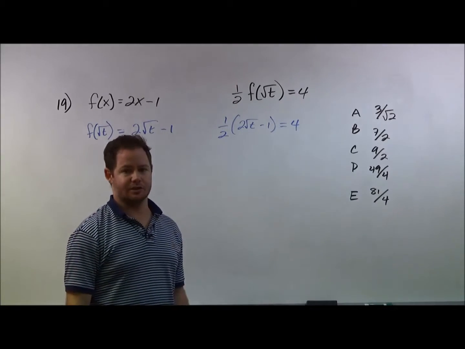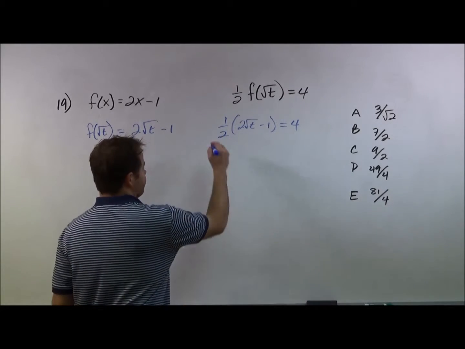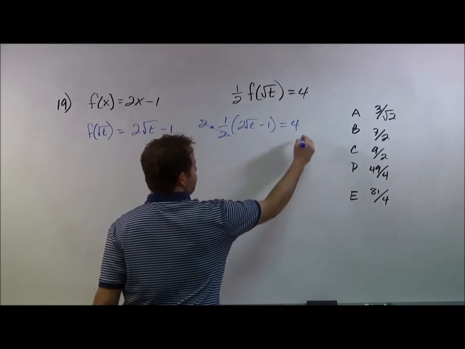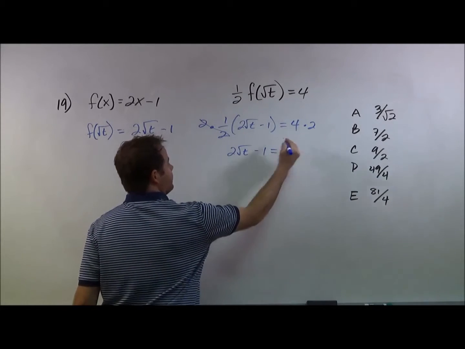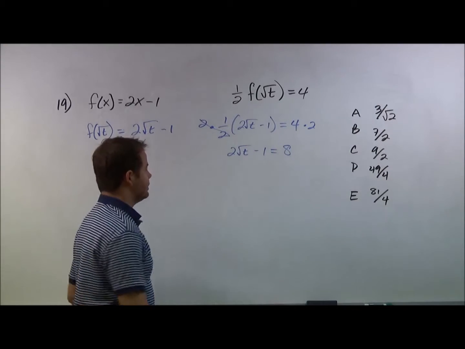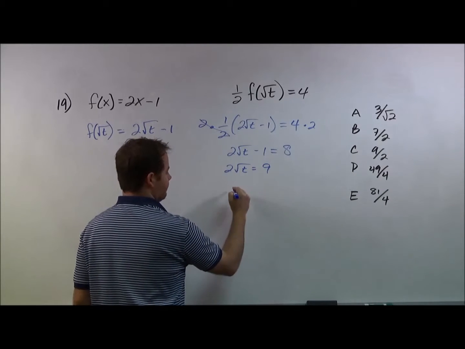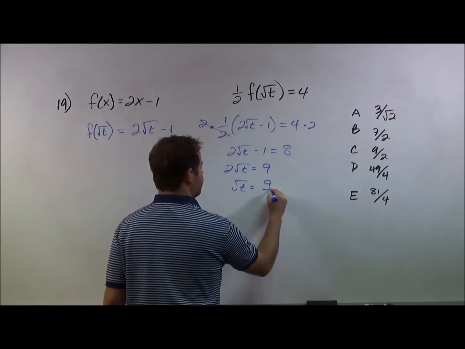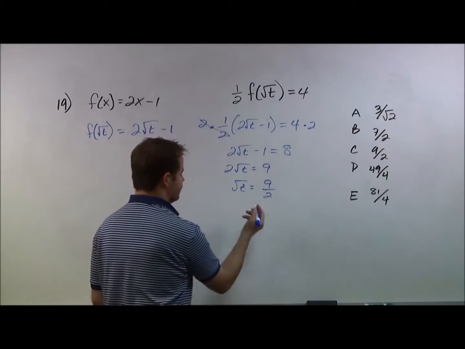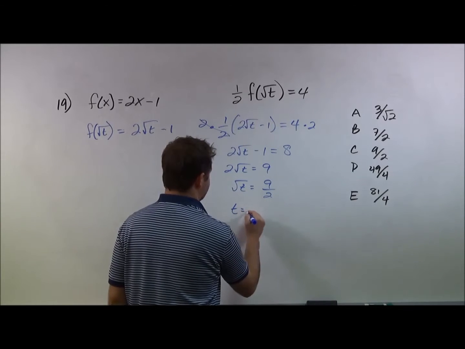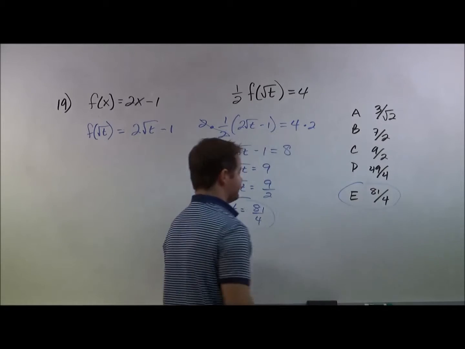And the question's asking us to solve for t. So to simplify, we can multiply both sides by 2 to cancel out this fraction. And we get 2 root t minus 1 equals 8. We add 1 to the other side. 2 root t equals 9. We divide by 2. The square root of t equals 9 over 2. And to get t by itself, we have to then square both sides. When we do that, we get 81 over 4, which is answer choice E.